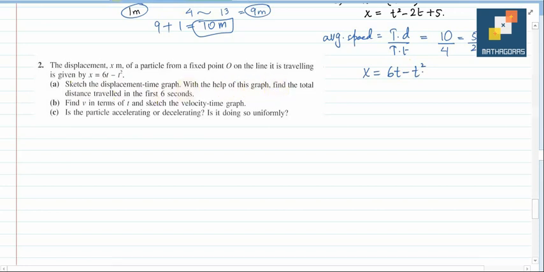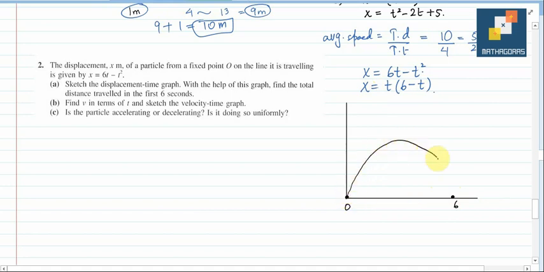So we need to start the sketching part, but before that, if I take t common here, the expression will be t(6 minus t). Now if I start the construction work, when x is 0, you will get two values of t, that is t equals 0 and t equals 6. That means your graph will be plotted between these two points. So if I draw the curve here, I will get this shape. It's a parabolic shape because the equation follows the pattern of the equation of a parabola.